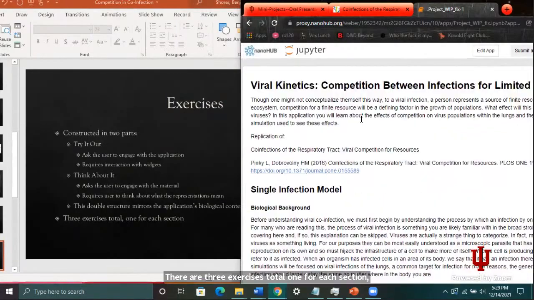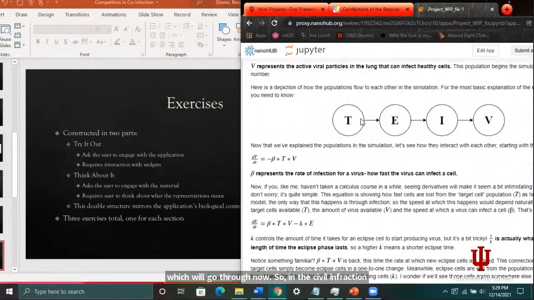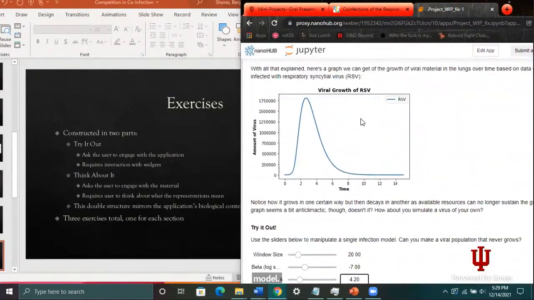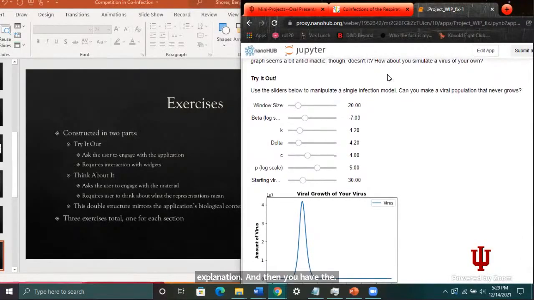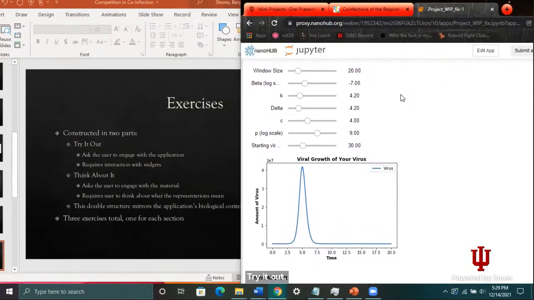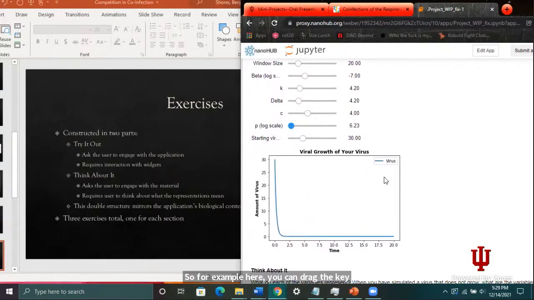So in the single infection model, you have biological background and then model explanation, and then you have the try it out, which asks users to manipulate a single infection model and to make a viral population that never grows. So for example here, you can drag the P, and if you get it low enough, the virus will never grow.